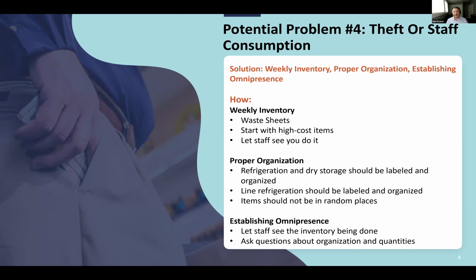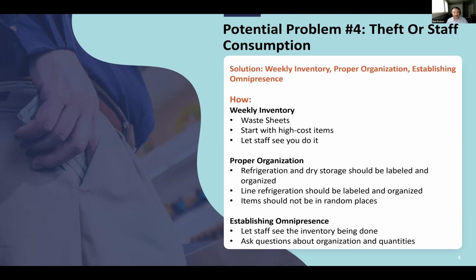So first, we want to do weekly inventory, and part of that weekly inventory is instituting some kind of waste sheet. Super easy to do. You print out your product mix, you just take the names, you add a column for how much was wasted and why, and you post that on the wall. And you really institute a culture: when things get wasted, it gets written down.